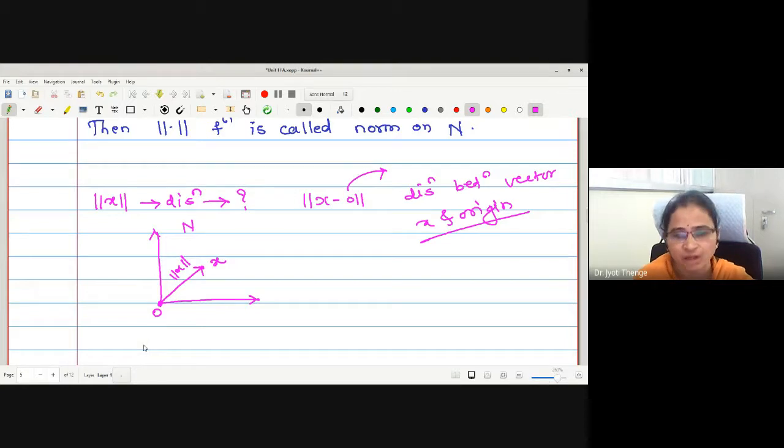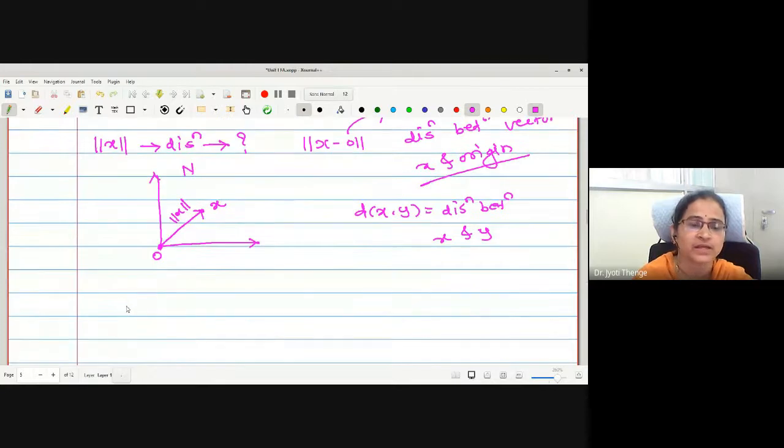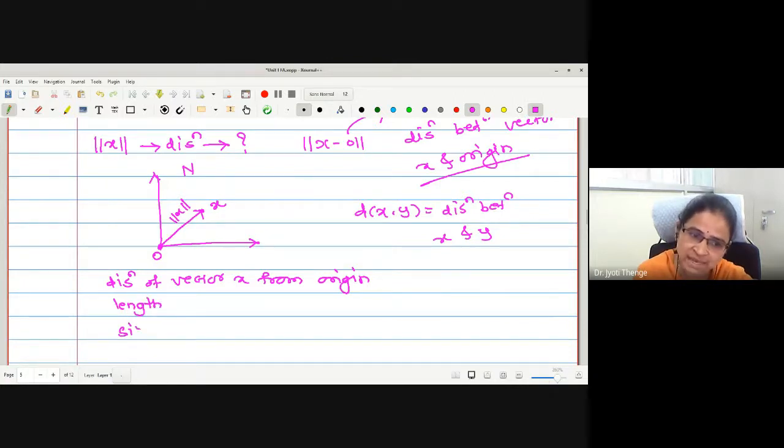In metric spaces, we were finding the distance between two vectors x and y. But here, by default, if I write norm x, we are finding the distance of a vector x from the origin. This is also called the length of a vector, or the size of a vector.